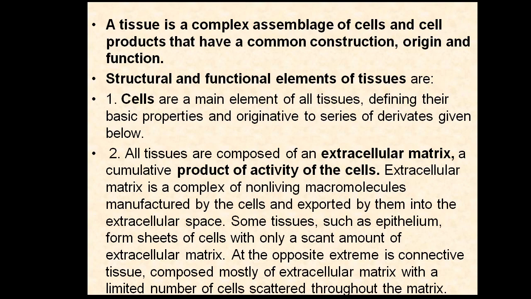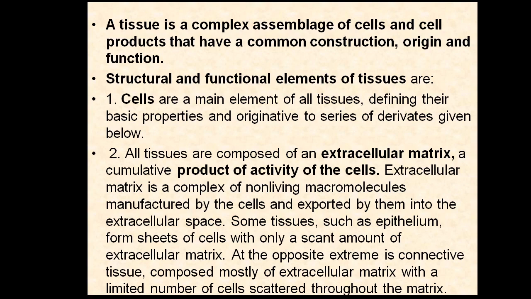Now you see that tissue, you have to know the definition about tissue. What is a tissue? Tissue is a complex assemblage of cells and cell products that have a common construction, origin, and structure and function. What main components may be in the tissue? Most of the students think that only cells. No, not only cells. Cells are the main element of the tissue.